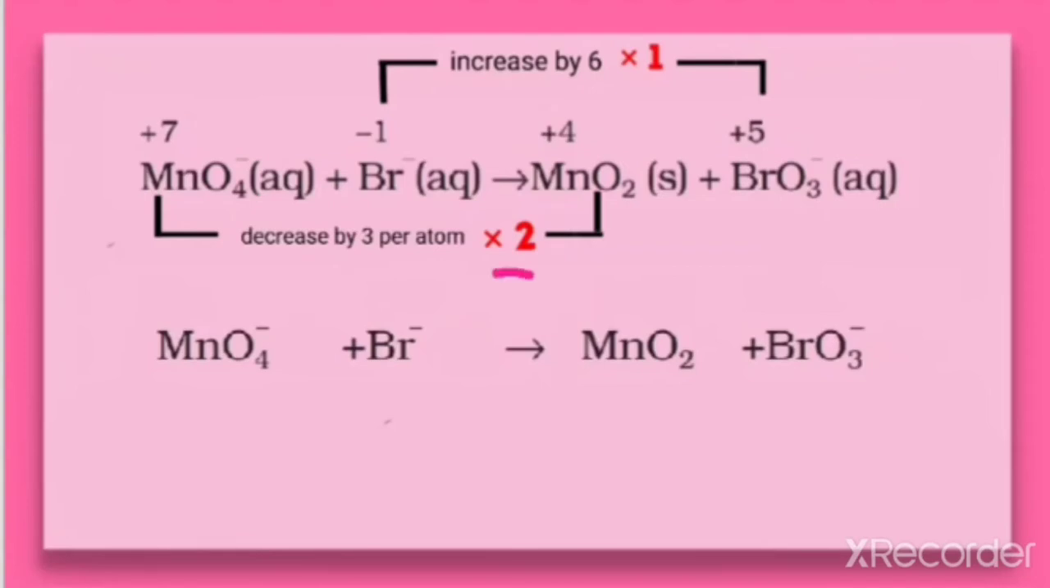So here you are multiplying with 2 for equalizing, and that is multiplied with this. So you have to write 2 as a stoichiometric coefficient with MnO4 negative. So we are writing 2 here. And in this case, because for Br negative we are multiplying with 1, that 1 should be the stoichiometric coefficient, but 1 is not needed to be represented, so keep it as it is. So 2 MnO4 negative plus Br negative.